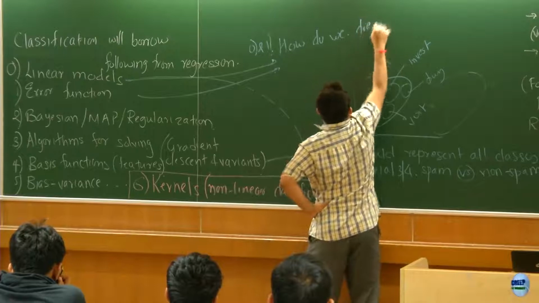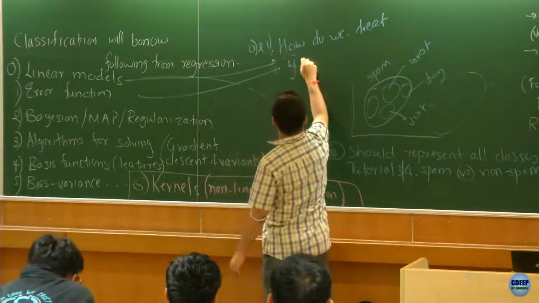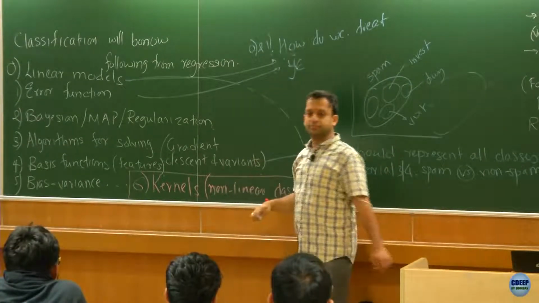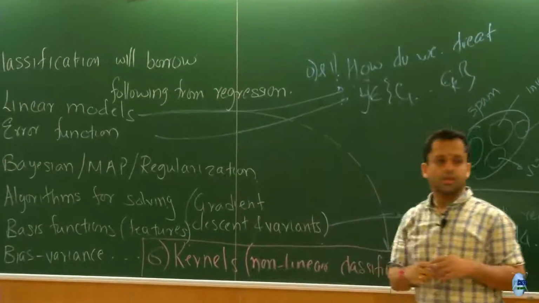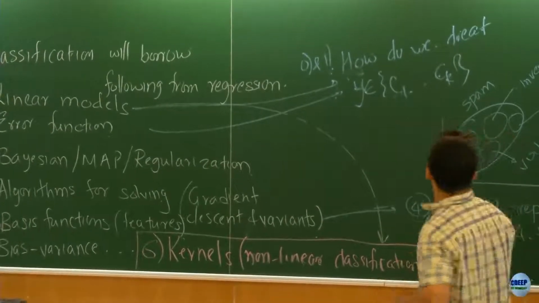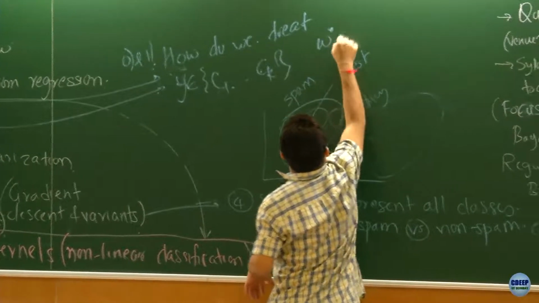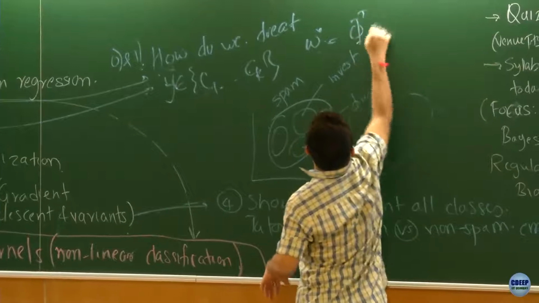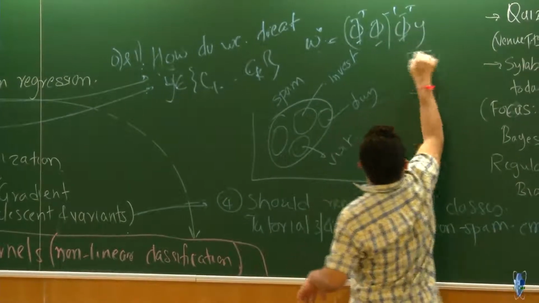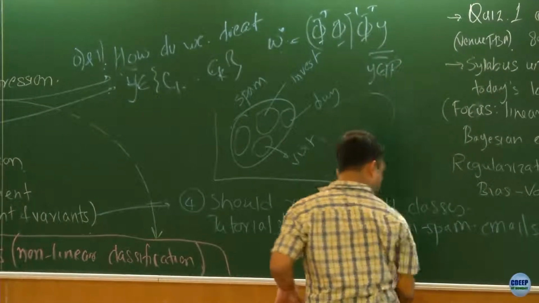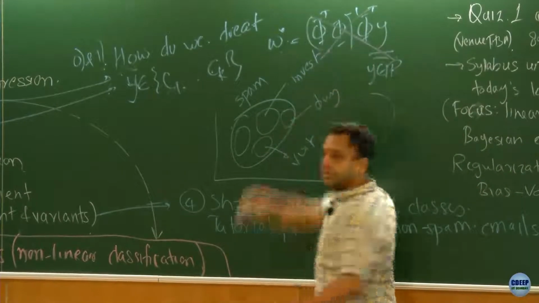So how do we treat y? So y is no longer a real, it's some C1 to Ck. In regression, linear regression closed form was W star equals phi transpose phi inverse phi transpose y, but there y was real, and here I don't have this luxury straight away.